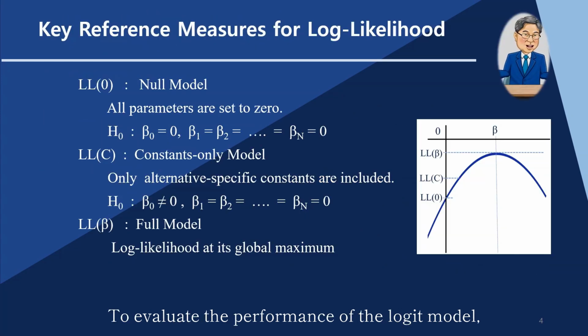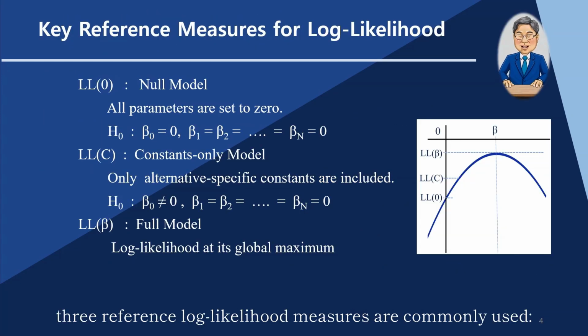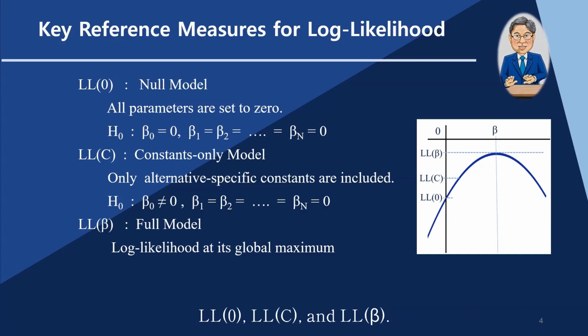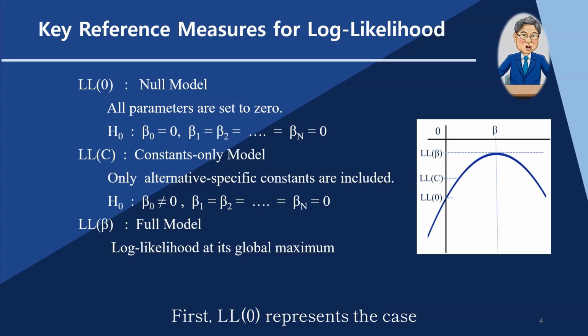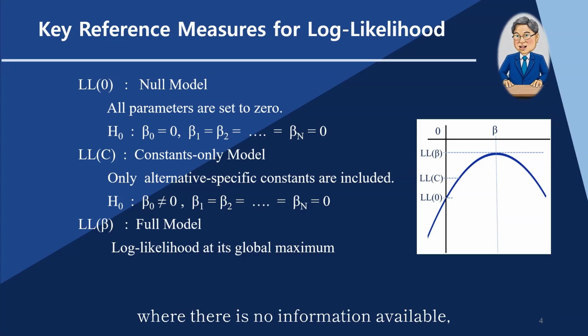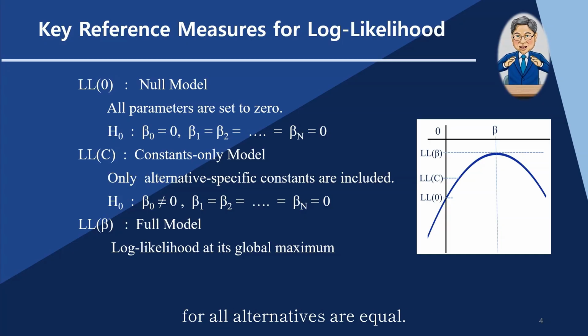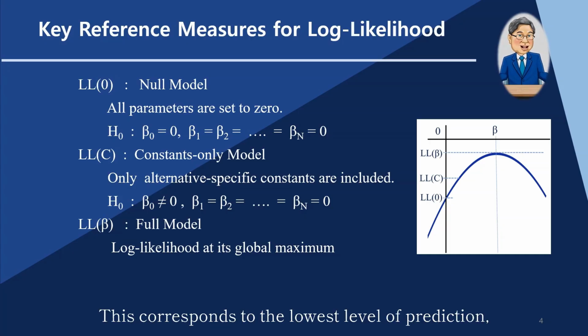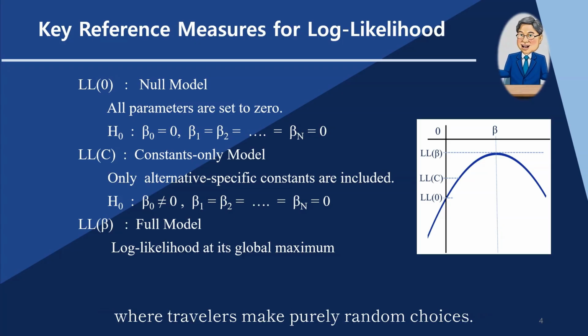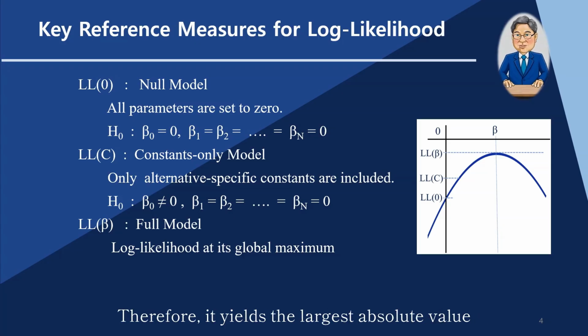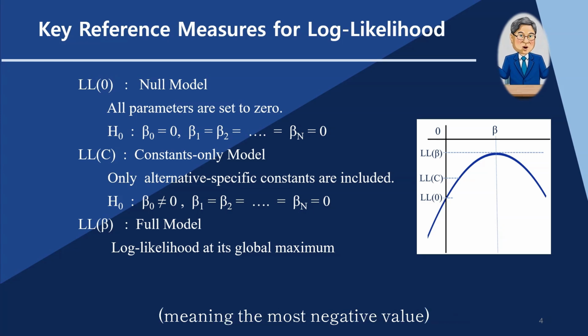To evaluate the performance of the Logit model, three reference log likelihood measures are commonly used: LL0, LLC, and LL beta. First, LL0 represents the case where there is no information available, assuming that the choice probabilities for all alternatives are equal. This corresponds to the lowest level of prediction, where travelers make purely random choices. Therefore, it yields the largest absolute value, meaning the most negative value among the three measures.